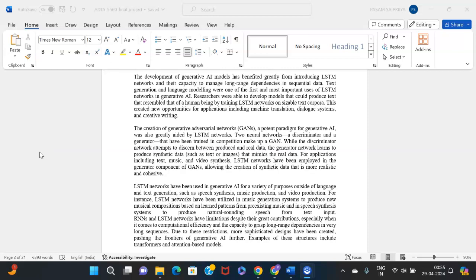For applications including text, music, and video synthesis, LSTM networks have been employed in the generator component of generative adversarial networks, allowing the creation of synthetic data that is more realistic and cohesive.